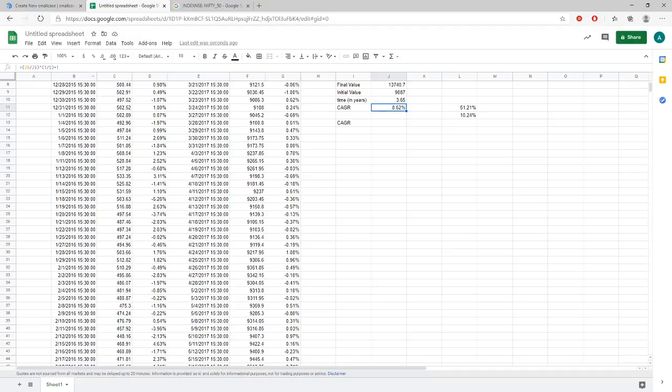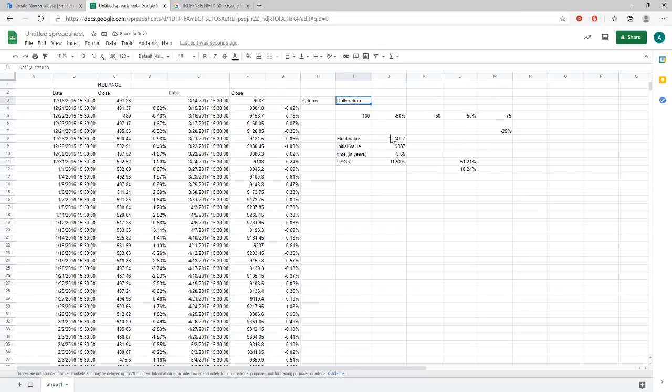Now if I have to calculate the CAGR, I have to do final value divided by initial value to the power of 1 divided by the time in years, minus 1. Basically it has given 12% annualized return as if I calculate for the last 3.65 years. Similarly, CAGR can be calculated from any start date to any end date.